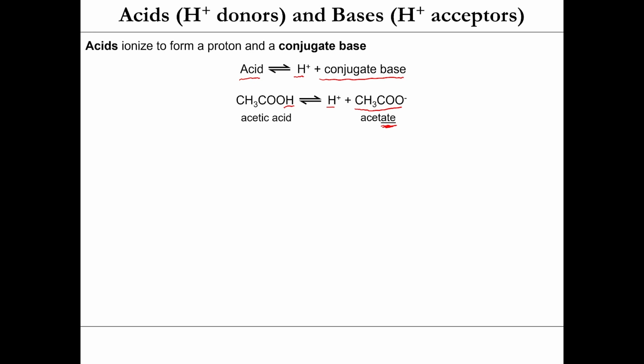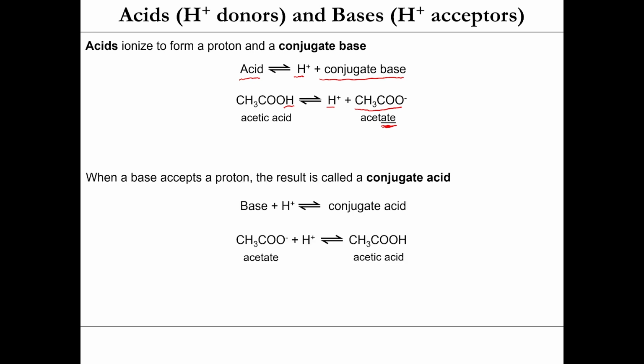Now the opposite: if a base accepts a proton, the result would be called a conjugate acid. So you have a base plus a proton. They're going to combine to form a conjugate acid. So it would just be basically the reverse of the previous equation. So acetate plus a proton can combine to form acetic acid.